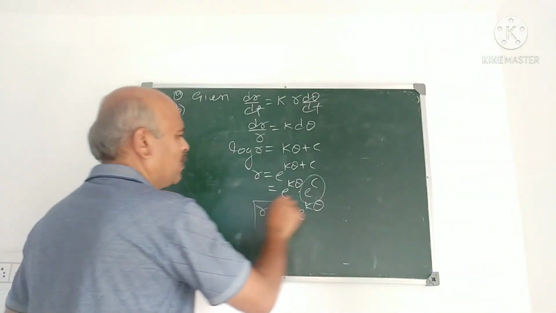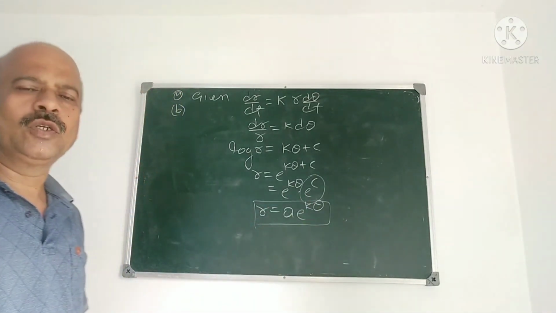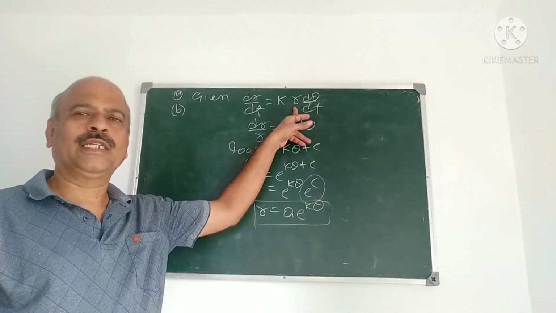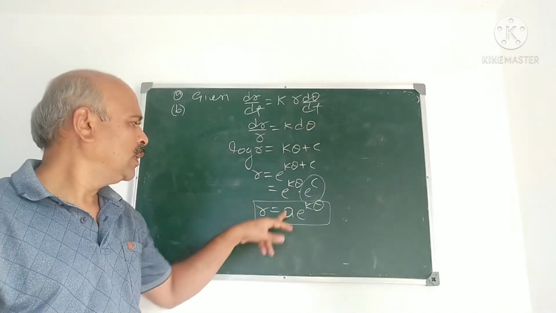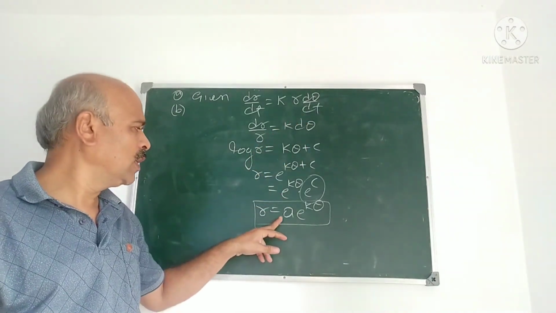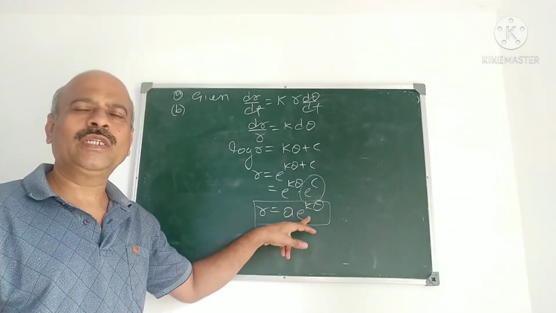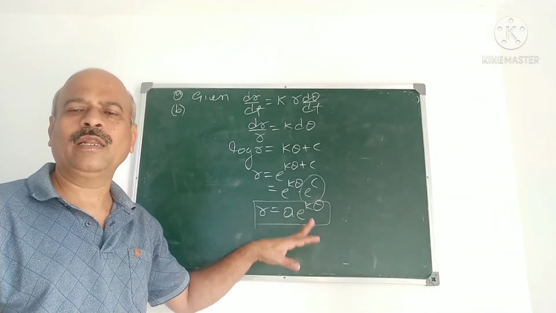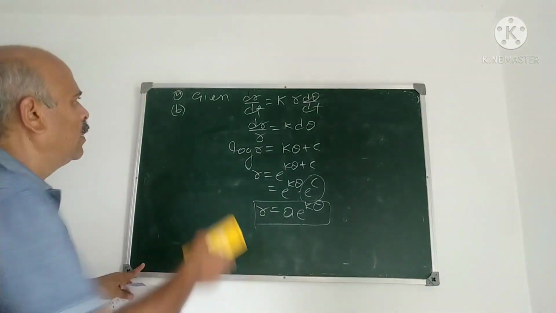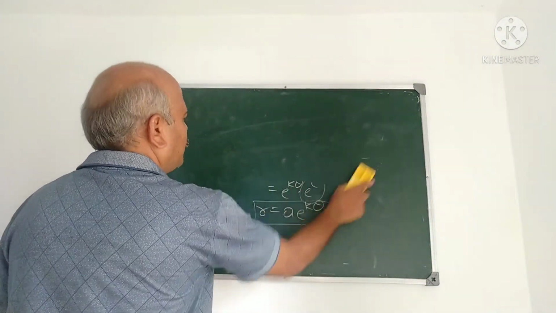Now this represents an equiangular spiral. So if this is the condition under which the particle moves, then the equation of the curve will be r equals a e raised to k theta, which represents an equiangular spiral. First part. What is the second part?